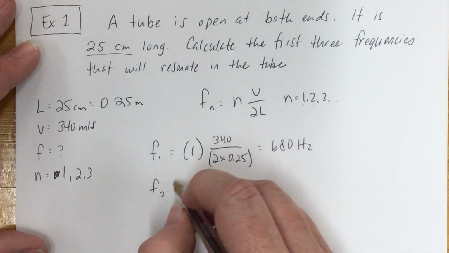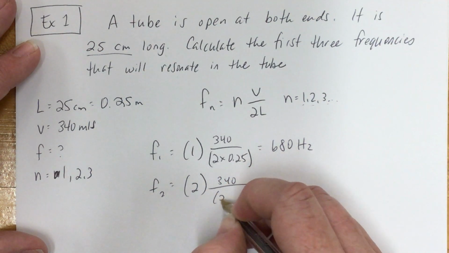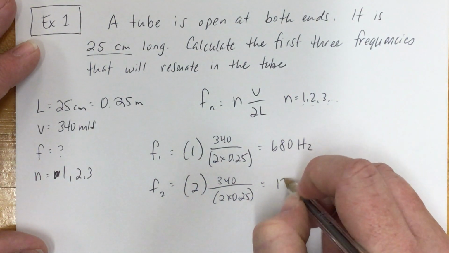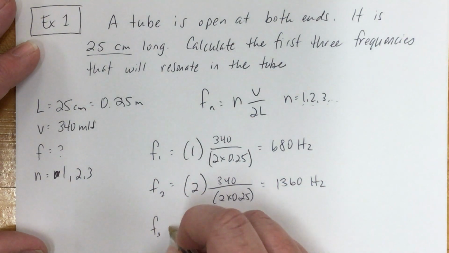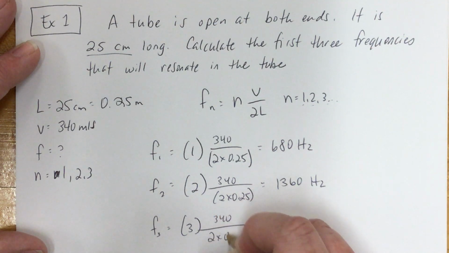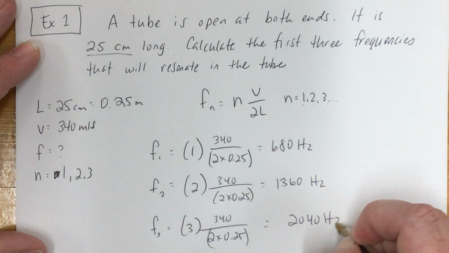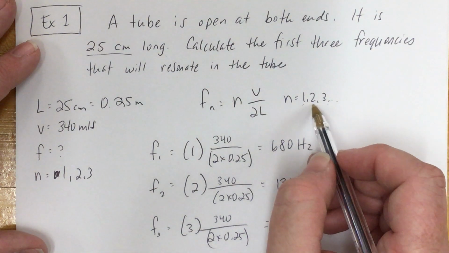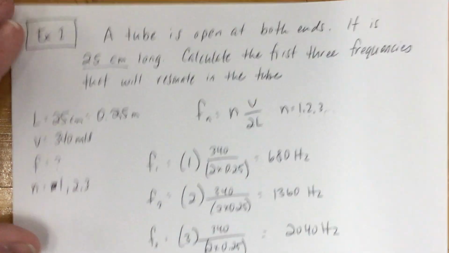We'd go to f of 2. We'd say that's equal to 2 times 340 over 2 times 0.25. And on that one, we end with 1360 hertz. We do it a third time for f of 3. We get 3 times 340 over 2 times 0.25. And here we get 2040 hertz. So if they're asking for the first 3 frequencies, you'll take the first 3 n values that are available. In this case, it happens to be 1, 2, and 3.